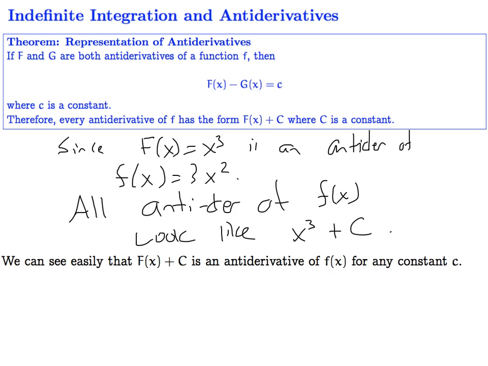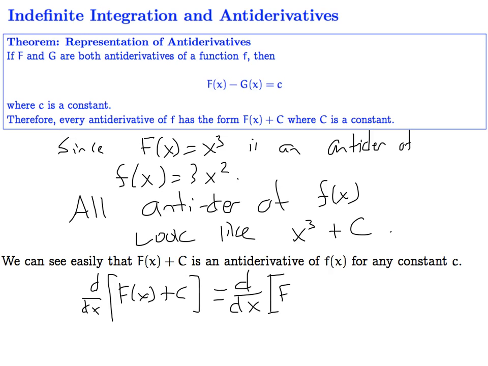So we can pretty easily see that F of x plus c is going to be an antiderivative of f of x for any constant c we pick. If we decide to take the derivative of F of x plus c, we remember some of the derivative rules we learned so far. I can break this up into two separate derivatives here. And then these are really easy derivatives to take.